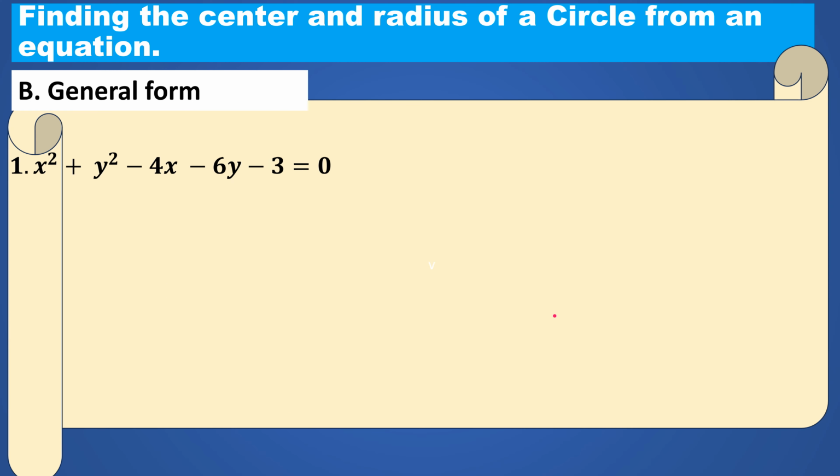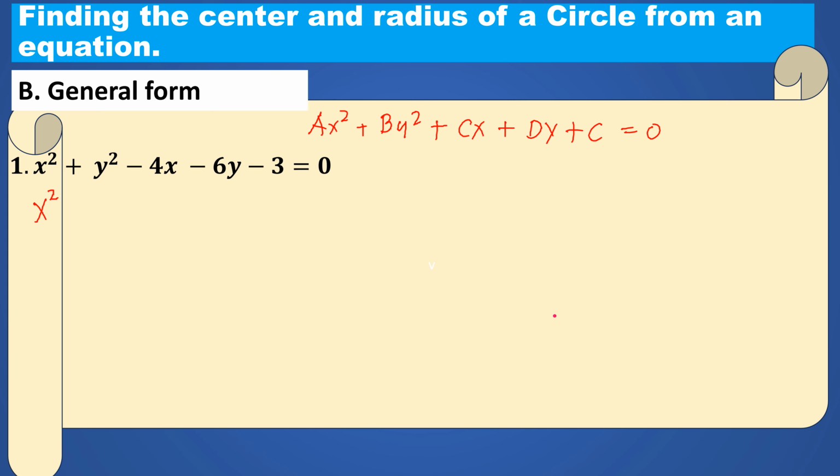Then our center will be (0, 0), and our r is equal to the square root of 100, which is 10. Okay, so this time we will be getting the center and the radius of a circle from an equation, but this time it's already in its general form. So when we say general form, it is being expressed in this form, ax squared plus by squared plus cx plus dy plus c is equal to 0. So this time, since this is already in its general form, we will be expressing this in its standard form.